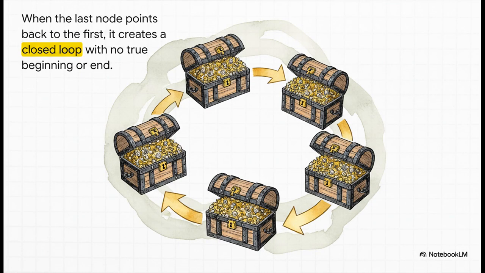But wait, there's another upgrade we can do. What if, instead of the last treasure chest having a map that says the end, its map points all the way back to the very first chest? Now you've created a loop, a circle. This is a circular linked list, and it's perfect for situations where you need to just keep cycling through things over and over again, like in round-robin scheduling. There's no start or end, just a continuous loop.